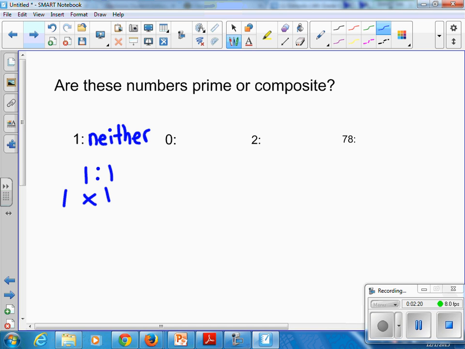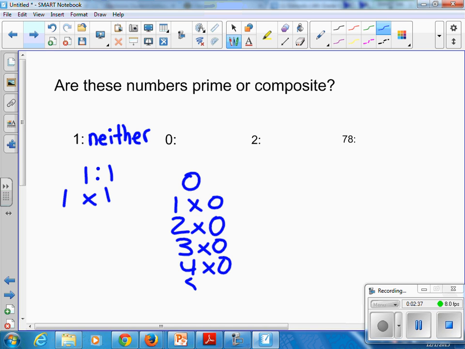How about the number 0? How many factors does 0 have? Well, you always start with 1, right? 1 times 0 is 0. 2 times 0, 0. 3 times 0, 0. I think this list is going to go on forever. So I'm sure this is a composite number. But the answer to how many factors does 0 have? It has an infinite number of factors, because any number that you multiply times 0 is going to be 0.